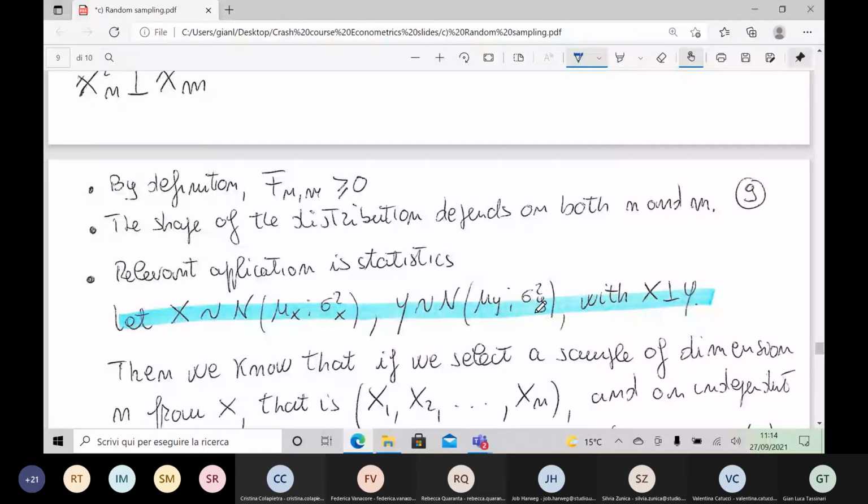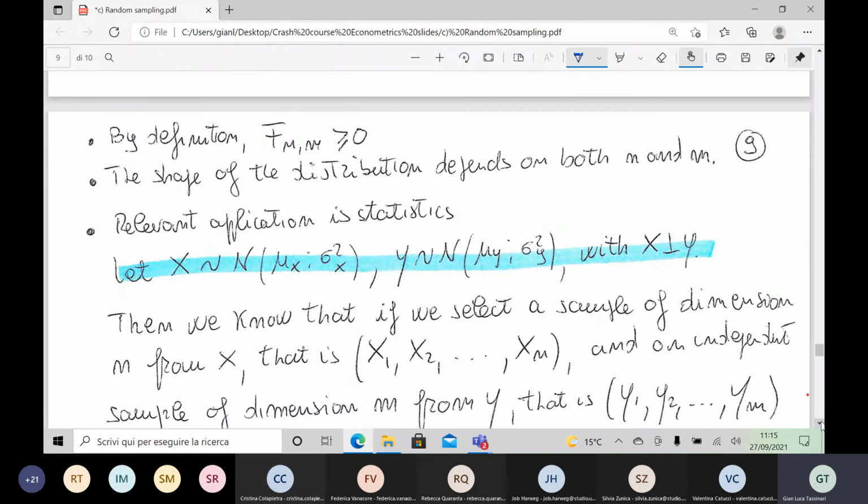Okay. Suppose you want to select two samples. You want to select a sample of dimension, say, small n, from the population X, and you select another sample, suppose in general that the dimension of this sample is m. So not necessarily equal to n, okay?